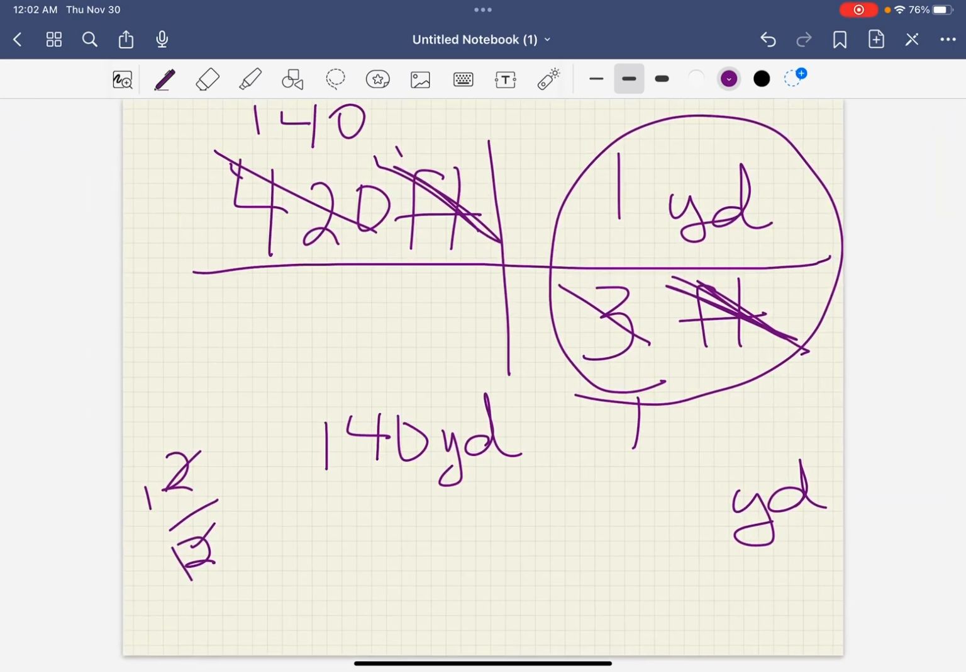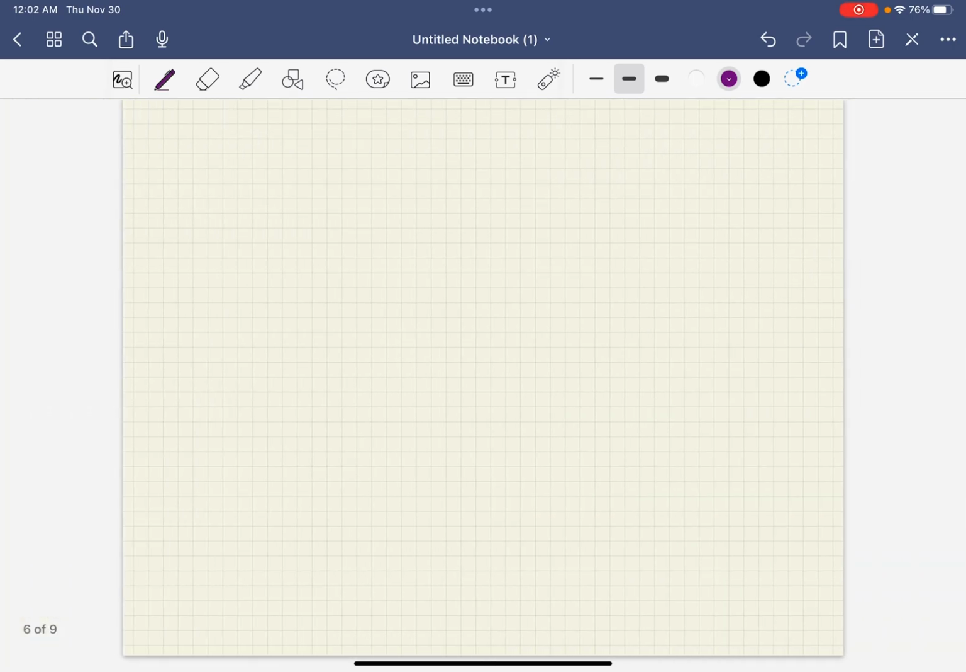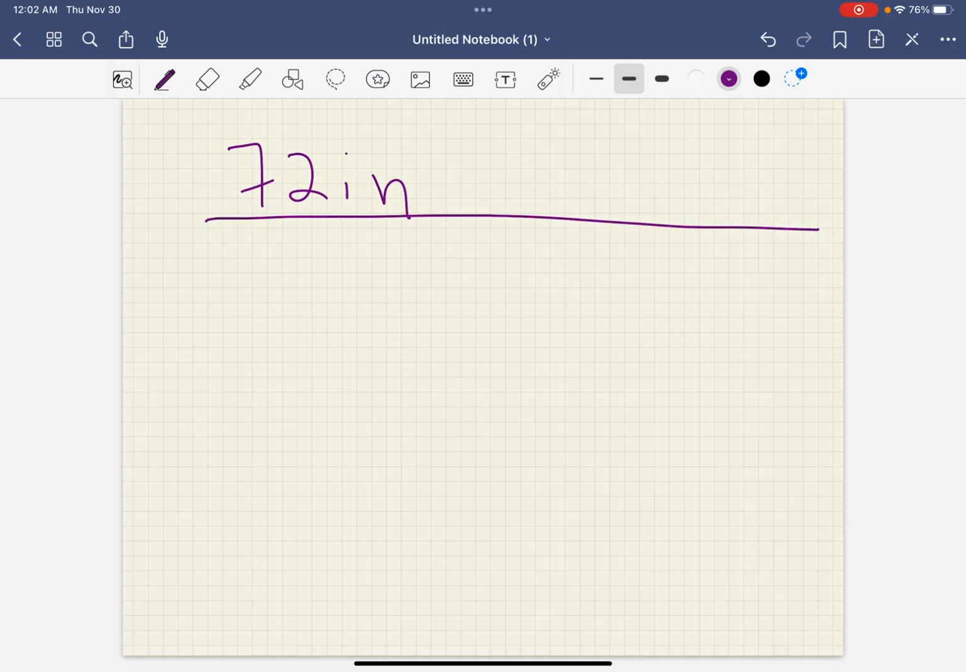The next problem says use a unit multiplier to convert 72 inches, so that goes in the box, 72 inches to feet. Okay, so you can look back at the chart. There's 12 inches in a foot. I need inches down here so that they will cross cancel. So just write the unit multiplier. 12 inches, 1 foot.